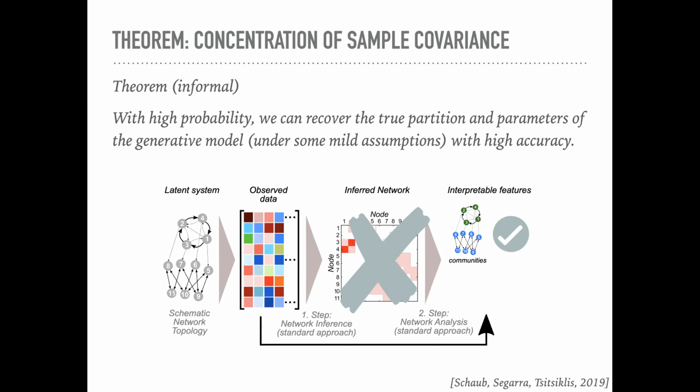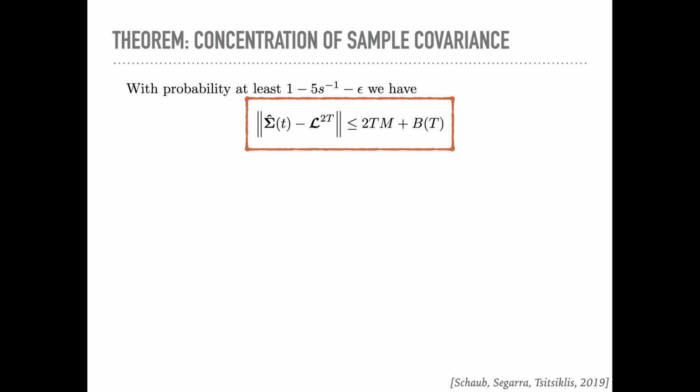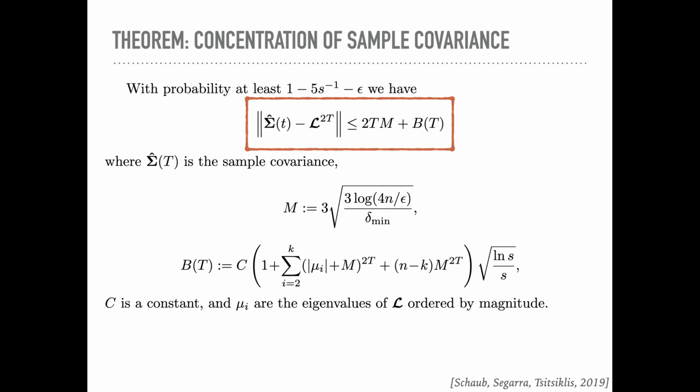So this should be clear, but for a more precise discussion, I'll refer you to the paper that's out in Mathematics of Data Science. For those of you who really want to see a bit of math here, the more precise statement is that with probability at least 1 minus 5 over S minus epsilon, where epsilon is an arbitrarily small parameter and S is the number of samples, we can basically show the following concentration result.